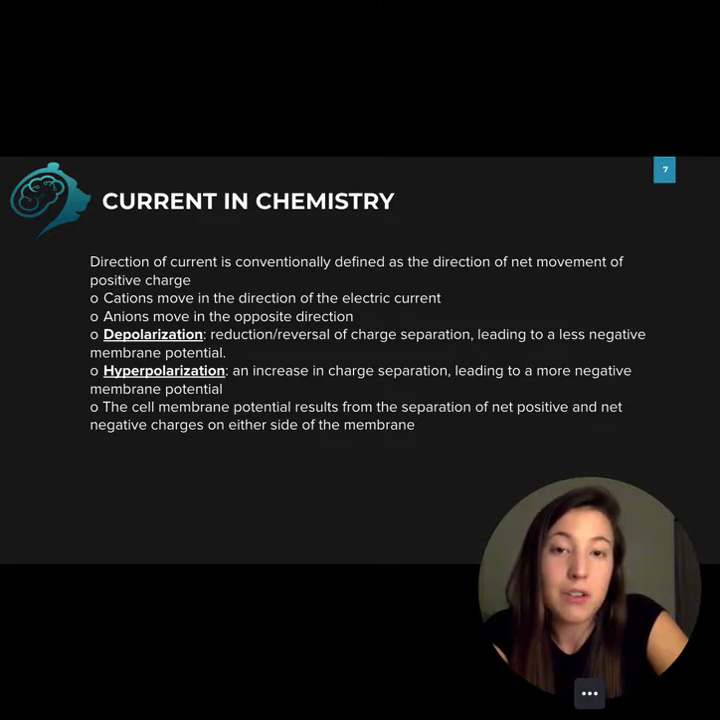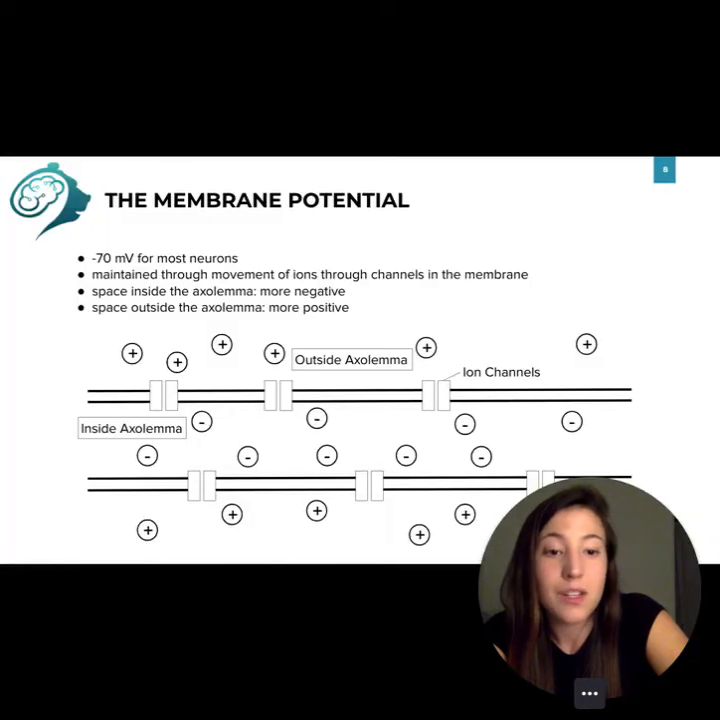So when we talk about depolarization, this is a reduction of charge separation. And that's why it's changing that potential. It's changing that membrane potential. And that leads to a less negative membrane potential. And then hyperpolarization is an increase in charge separation, leading to a more negative membrane potential. And the cell membrane potential results from the separation of net positive and net negative charges on either side of the membrane. So let's take a look at what that looks like.